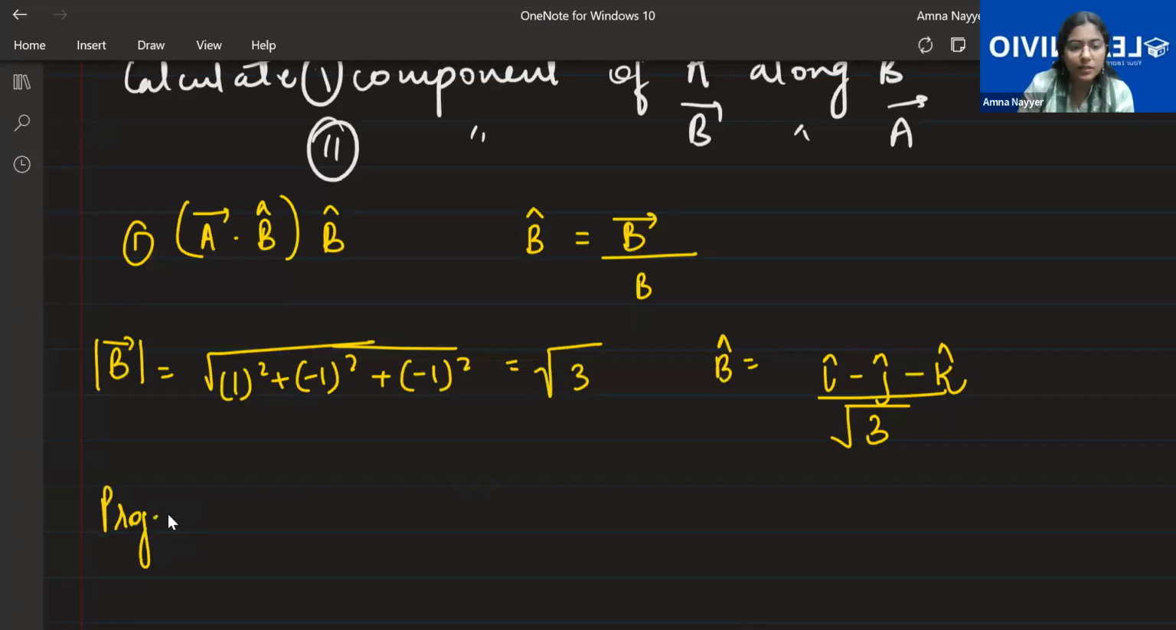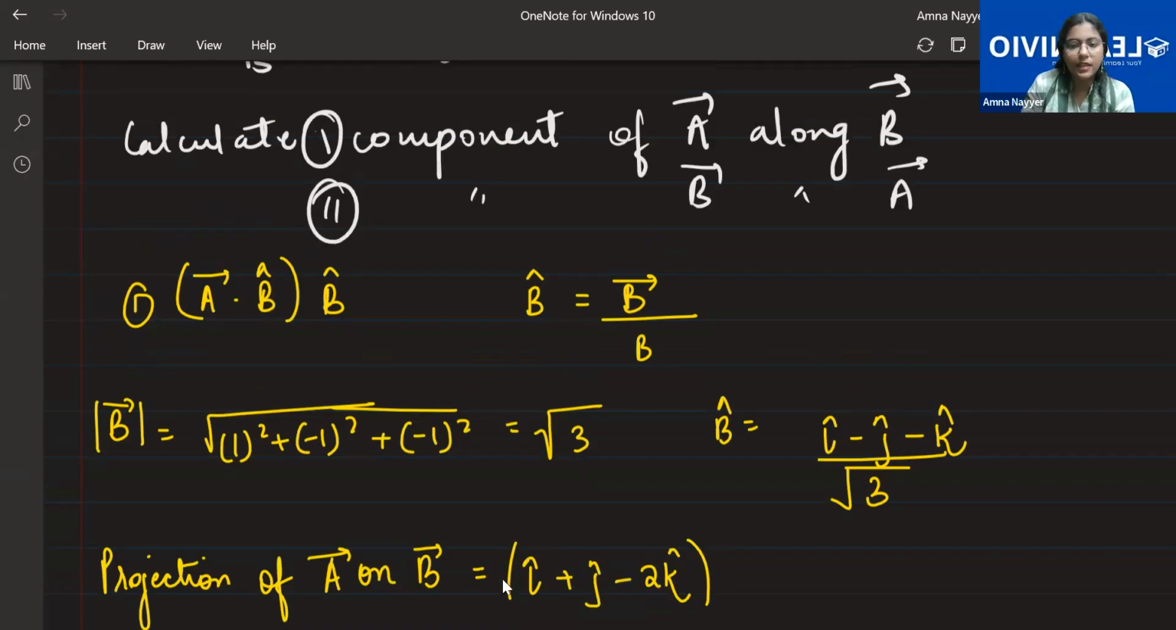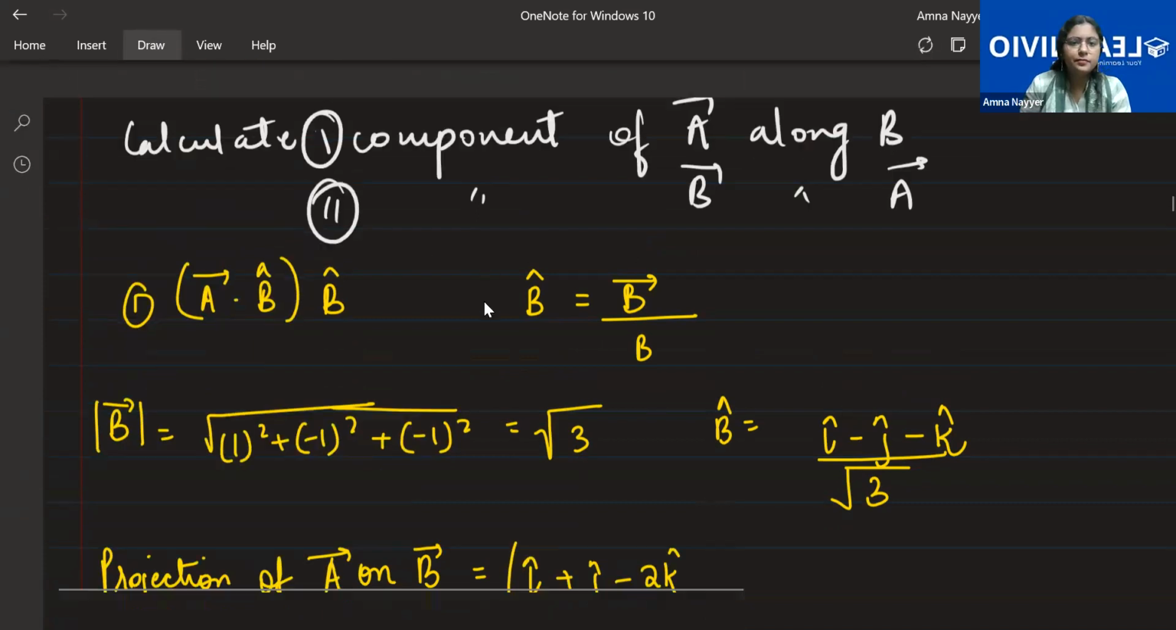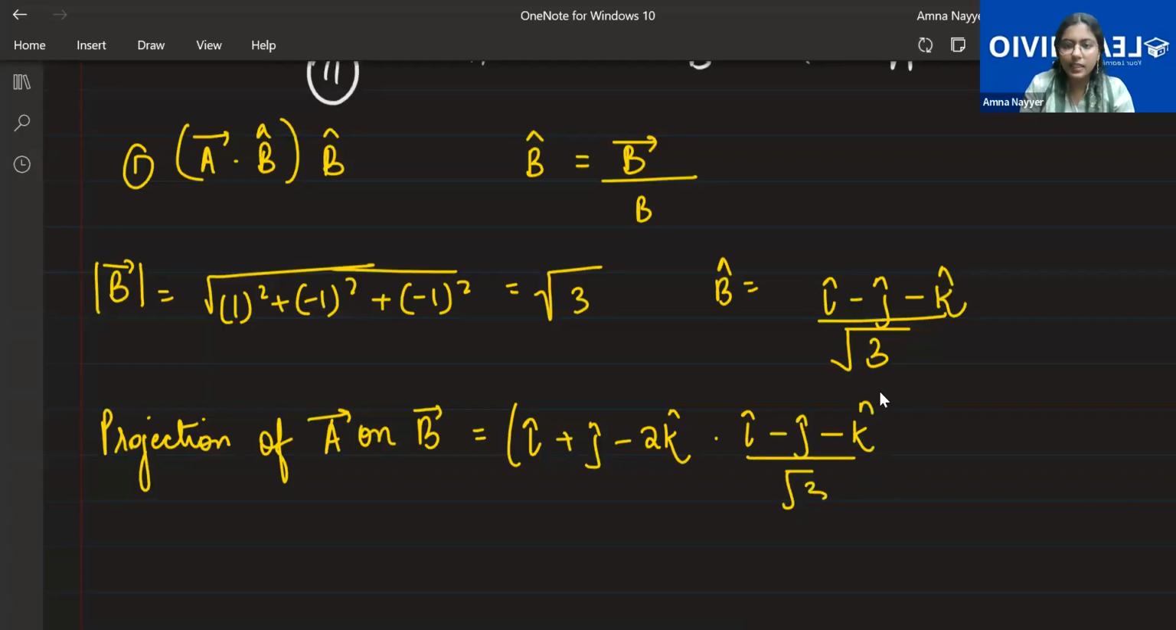When you have the component, it is also asked as projection of A on B. I'll write it here so that you remember: projection of A on B. So vector A is I cap plus J cap minus 2K cap. Right? This is A. A dot this B, which is I cap minus J cap minus K cap divided by root 3. Finally, when you take their dot product, you will multiply it again with this I cap minus J cap minus K cap divided by root 3.